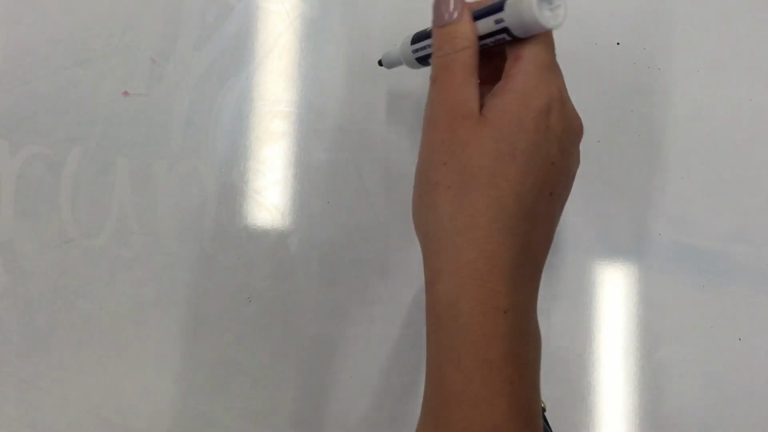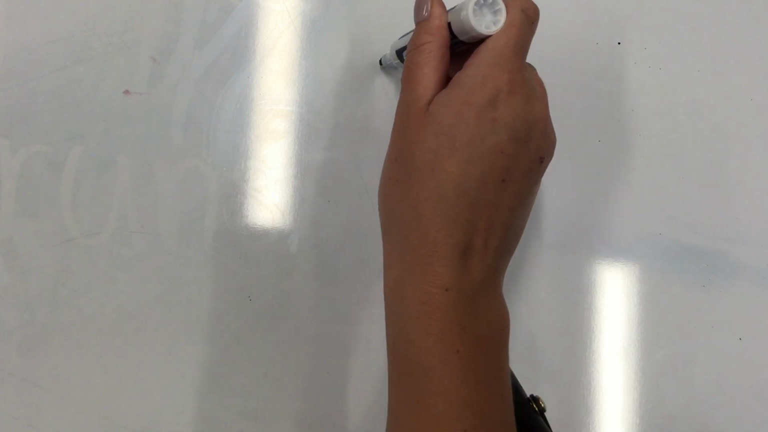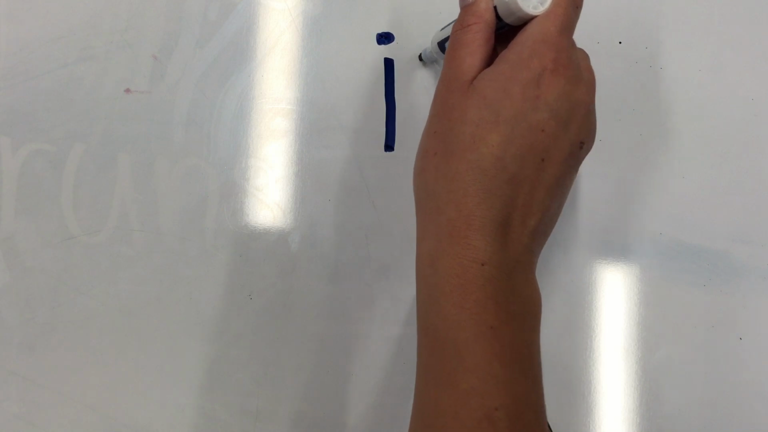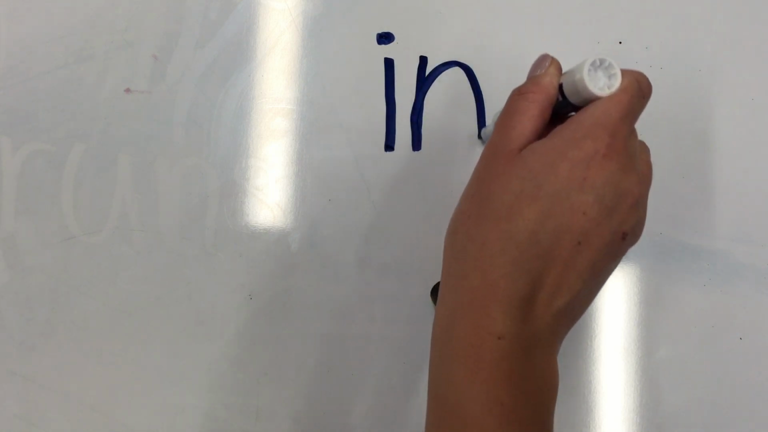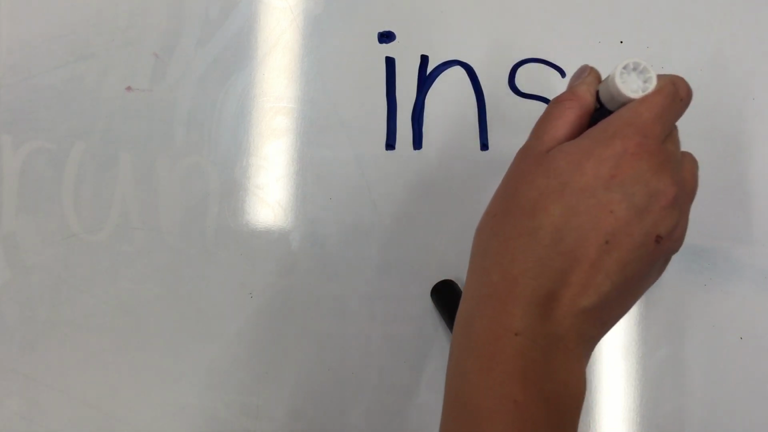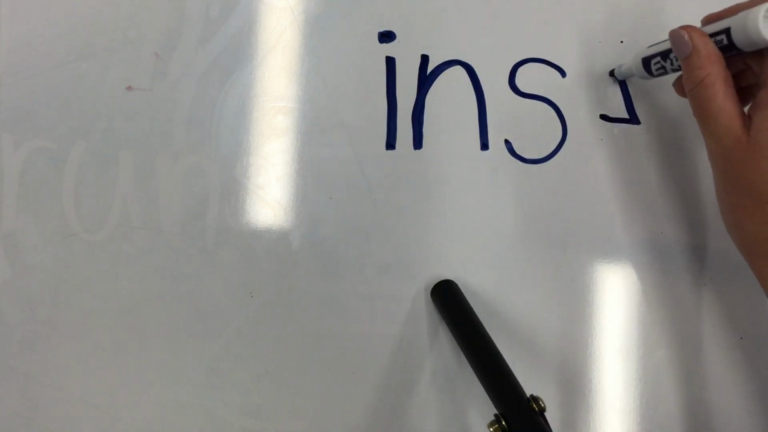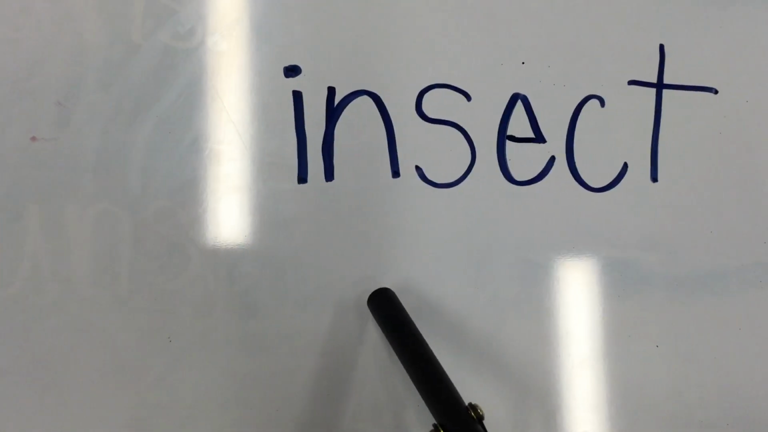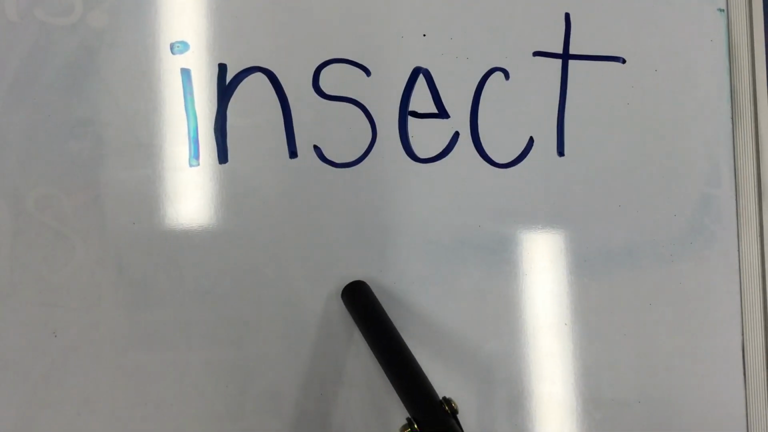So when we're talking about a syllable, that's when our mouth opens when we get to that vowel sound, okay? So I'm going to write the word insect, and then I'm going to show you how many syllables are in the word insect, okay? Insect is kind of a big word, but it's not really when you break it apart.